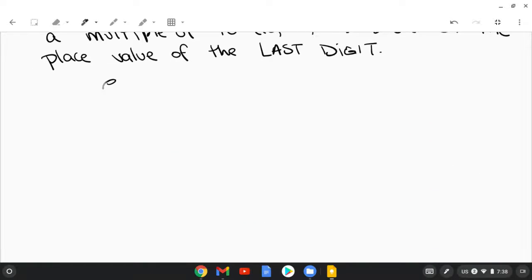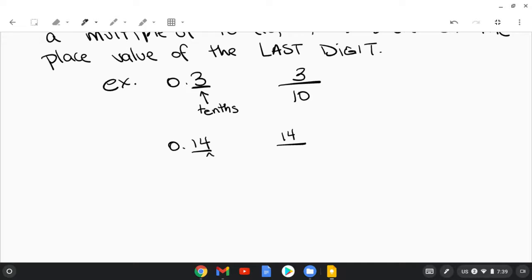So let's look at turning 0.3 into a fraction. This becomes my numerator, and my denominator is based on the place value of that position. This is the tenths, so I write it over 10. This becomes my numerator. This place value is the hundredths. So this would be written over 100. (153) over 1,000.